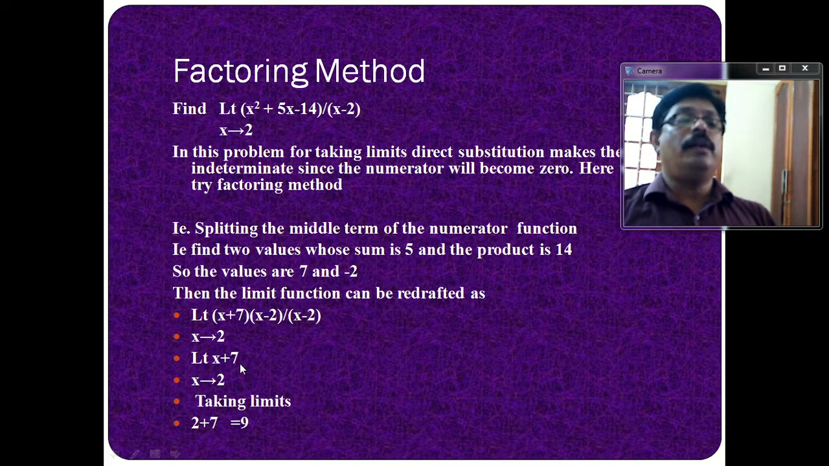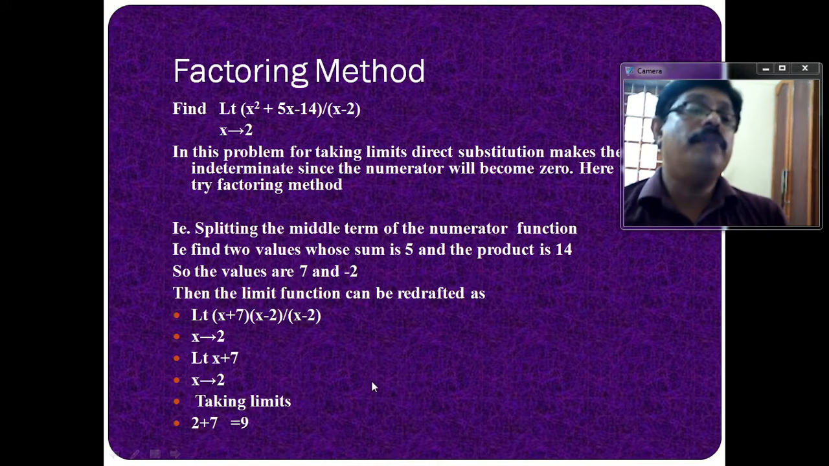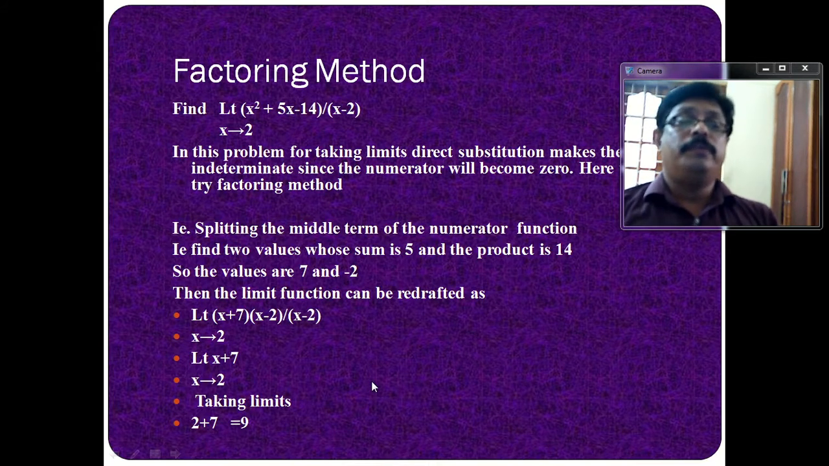So here, after this simplification through factoring, you just take the limits. In taking limits, you substitute the value of x here. So x is equal to 2. So 2 plus 7 is equal to 9. This method is called the factoring method. This is also simple.